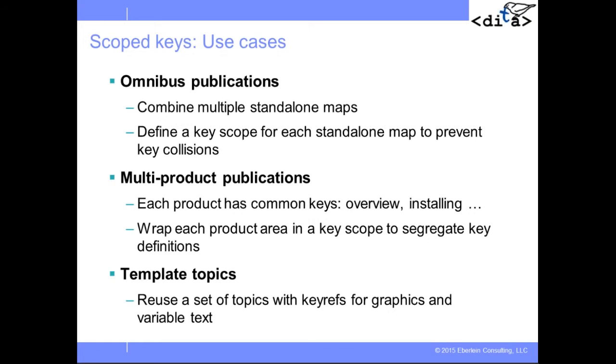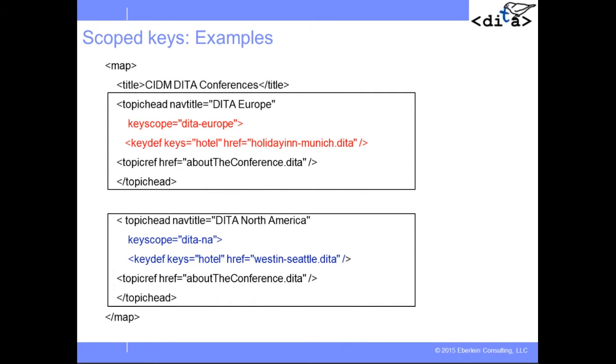Standard use cases here, of course, are the need to do omnibus publications or multi-product publications, or perhaps simply having better templated topics that use key refs for graphics or variable text. And just some very quick examples of the potential markup in which applying the key scope attribute to a topic ref or a topic ref specialization then lets you have keys resolved differently within that particular scope.